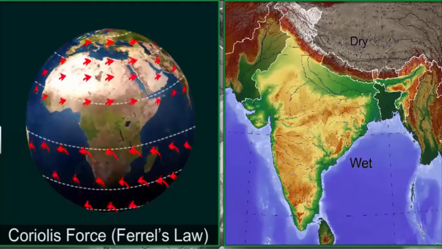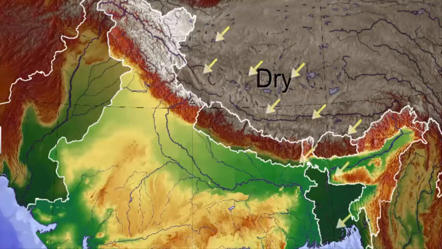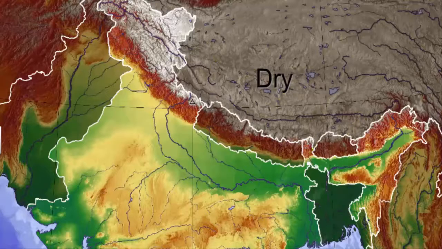The northeasterly winds are land-bearing winds. Hence, they carry very little moisture. Therefore, they bring little or no rain in India.